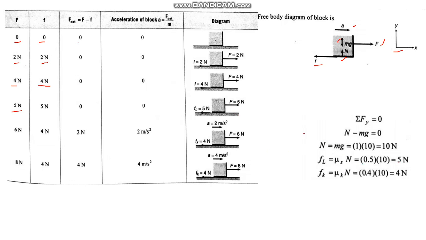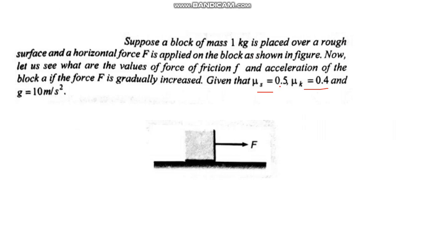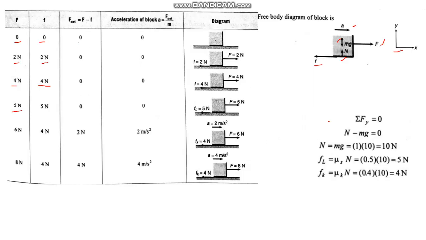How do I get this? You see here, mu s value is 0.5, mu k value is 0.4. You have to find the reaction. N is equal to mg, sigma fy is equal to 0, it is 10 Newton. Multiply this with 0.5, you get 5 Newton. Multiply this with 0.4, you get 4 Newton.